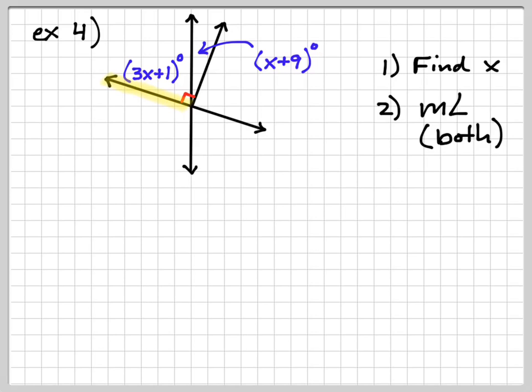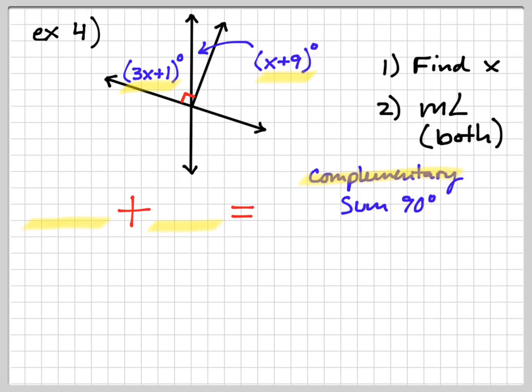Really, all I need is this part of the diagram. All this stuff on the left here. I don't really need the stuff below, but they add extra stuff every now and then just to confuse you. Now, I do have to notice that these are complementary angles, so they add up to 90 degrees. So the basic form of my equation is going to be something plus something equals 90. The first something will be 3x plus 1. The second something will be x plus 9.